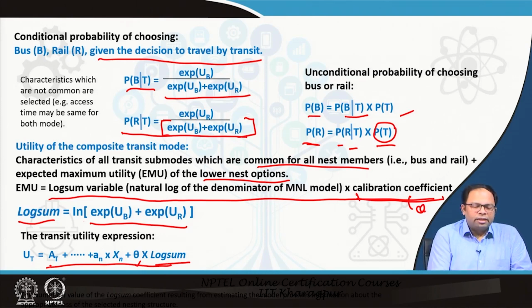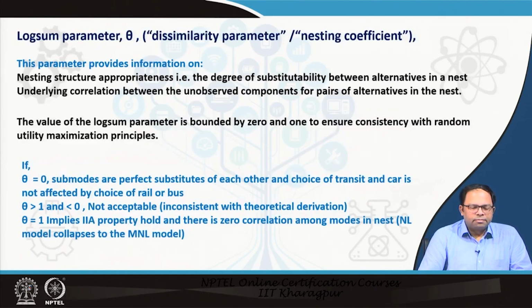We could have ignored this log sum, but in that case we would have lost all the uncommon characteristics of the different submodes. So, that is why that is also included in the form of this log sum. Similar to AN and XN, all these coefficients that we are estimating, we also need to estimate the coefficient for the log sum, and this is called the log sum parameter.